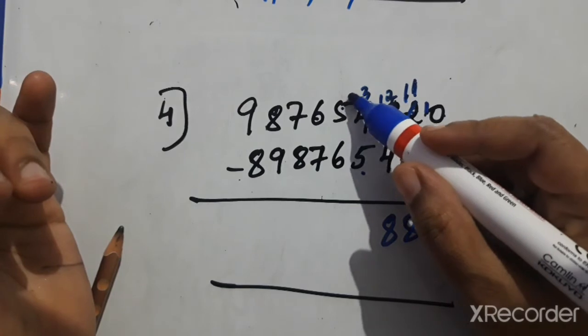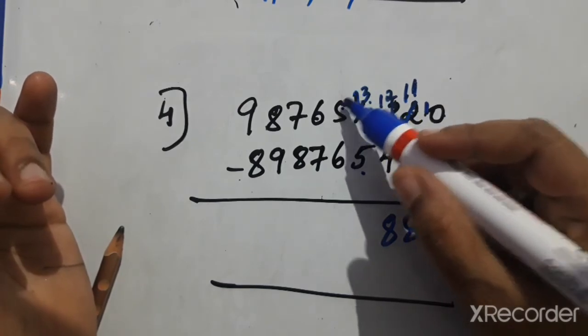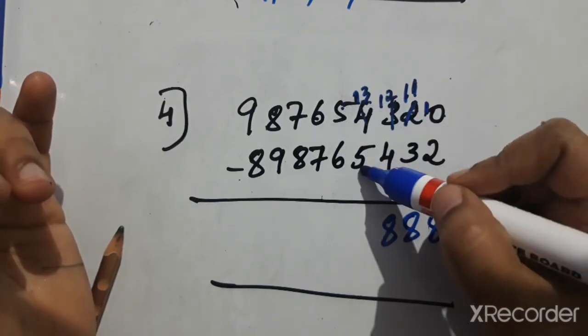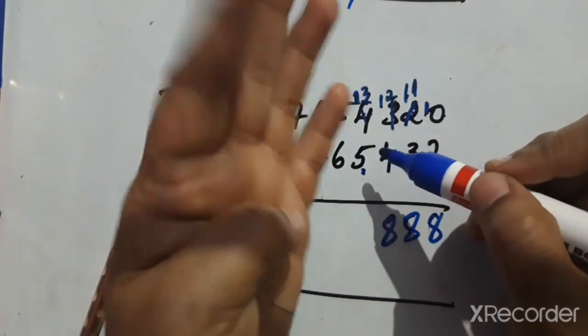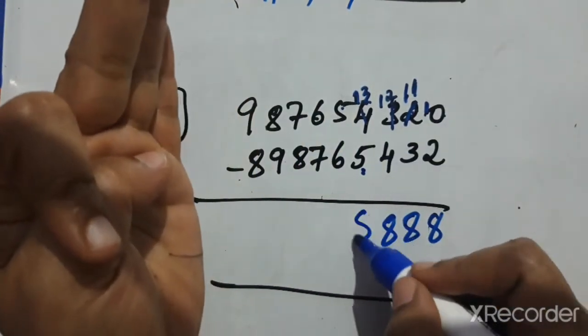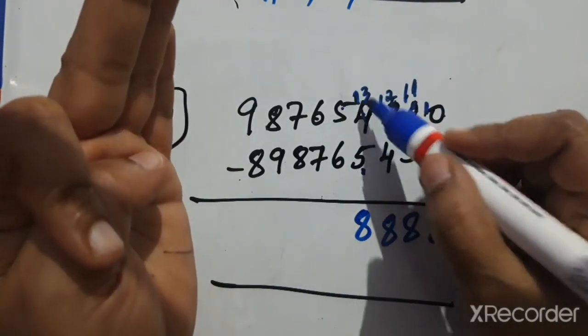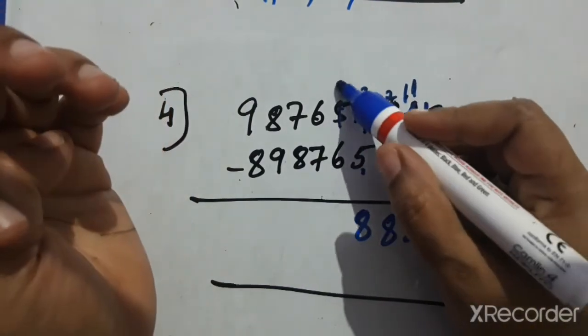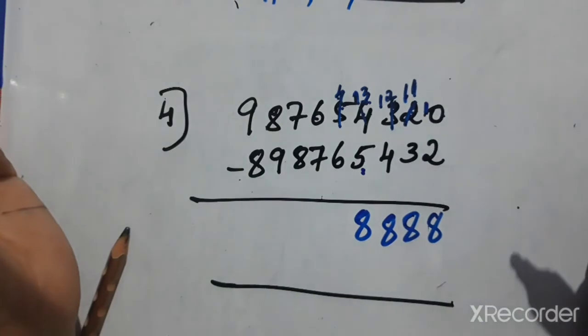Now here 3 minus 5 we can't subtract. So borrow 1 from our friend. So 13 minus 5 means how much? 6, 7, 8, 9, 10, 11, 12, 13. So 8 we have to write here. This is now 4 because he helped his friend.